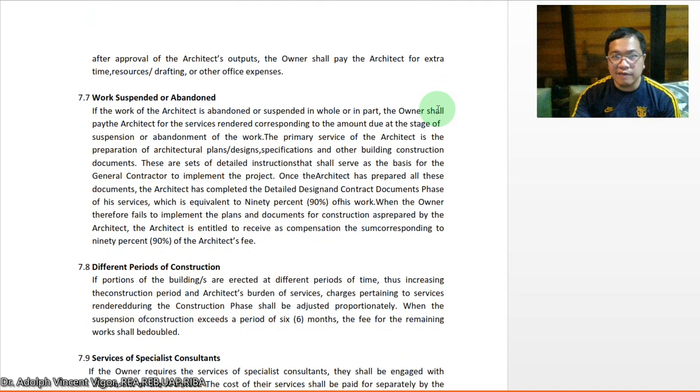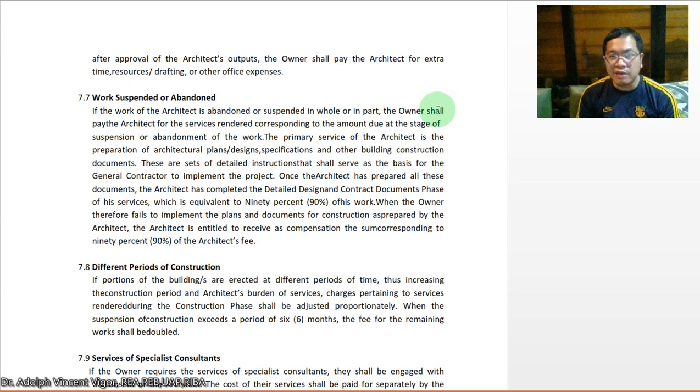We have 7.7. This is a clause on work suspended or abandoned. If the work of the architect is abandoned or suspended in whole or in part, the owner shall pay the architect for the services rendered corresponding to the amount at the stage of suspension or abandonment of the work.